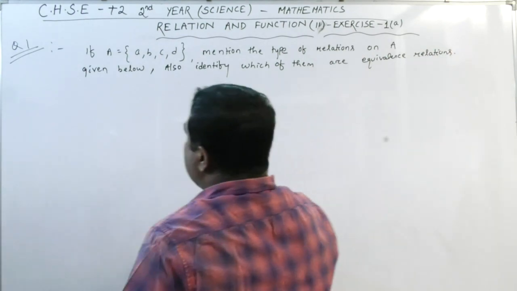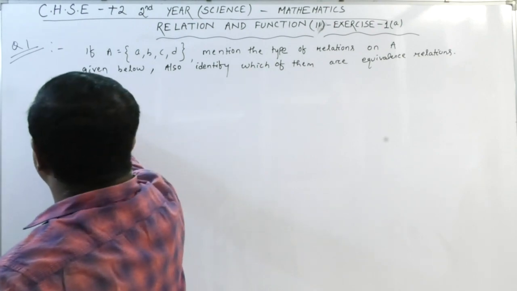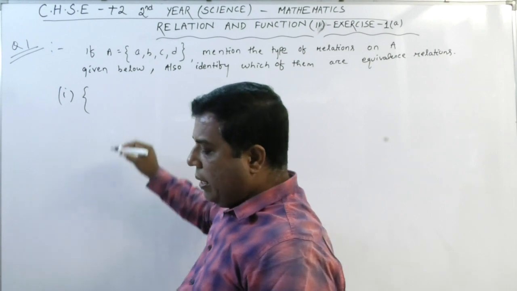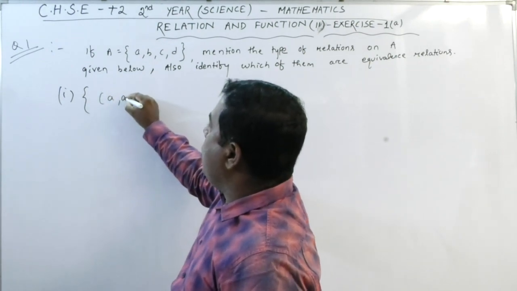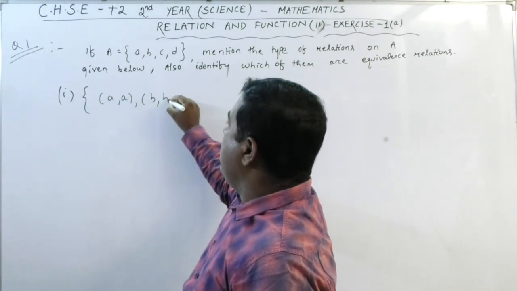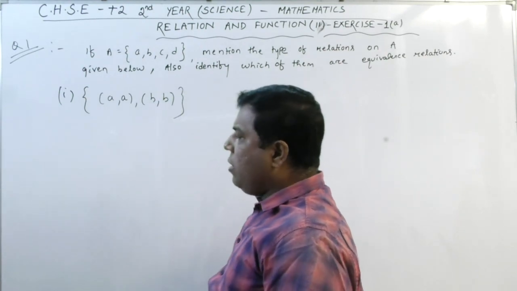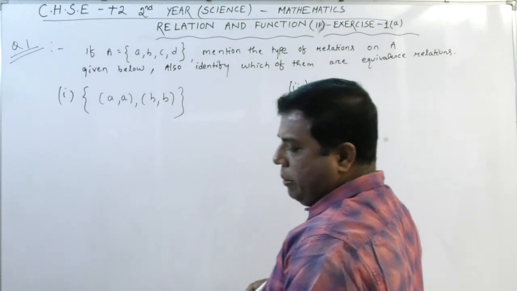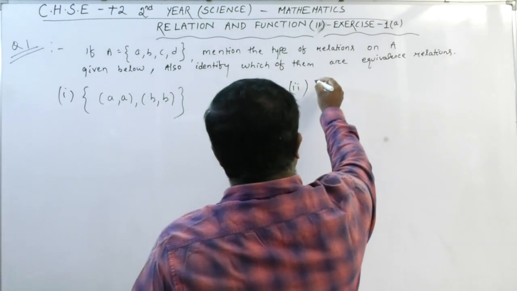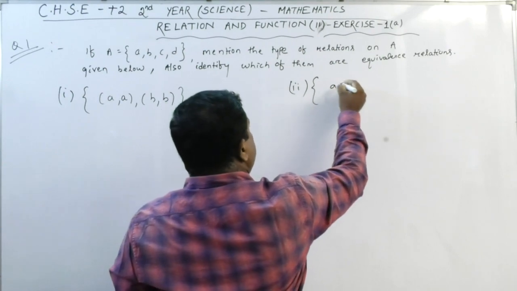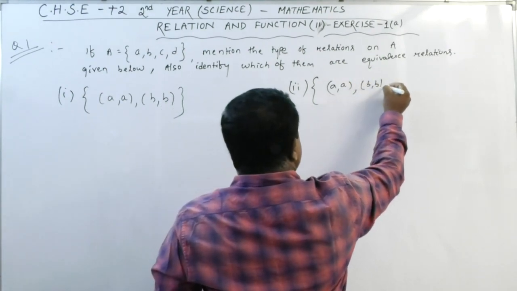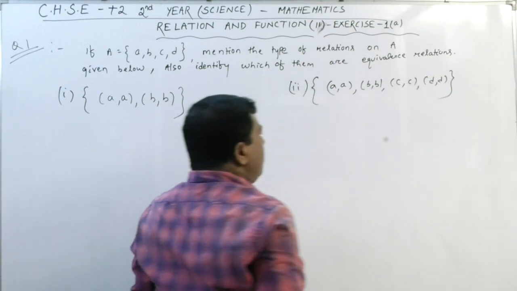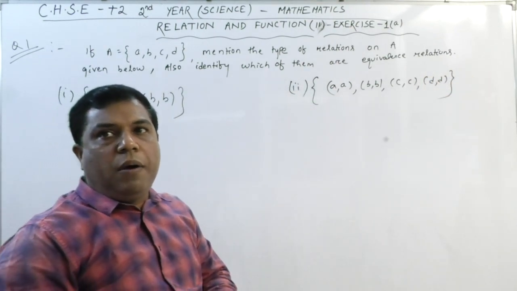And what are the relations given? In your first bit, it is a relation containing the elements (A, A) and (B, B). The ordered pairs (A, A) and (B, B) are given. Now I am writing bit 2. What is the second bit given? It is (A, A), (B, B), (C, C) and (D, D). So we have to answer under what type of relation it falls.